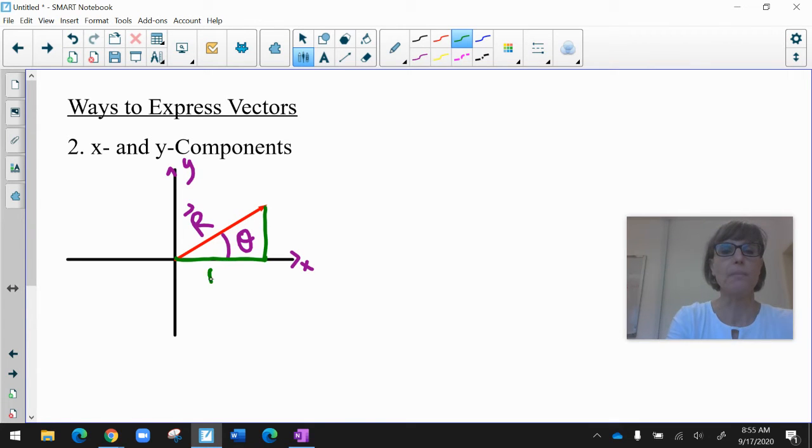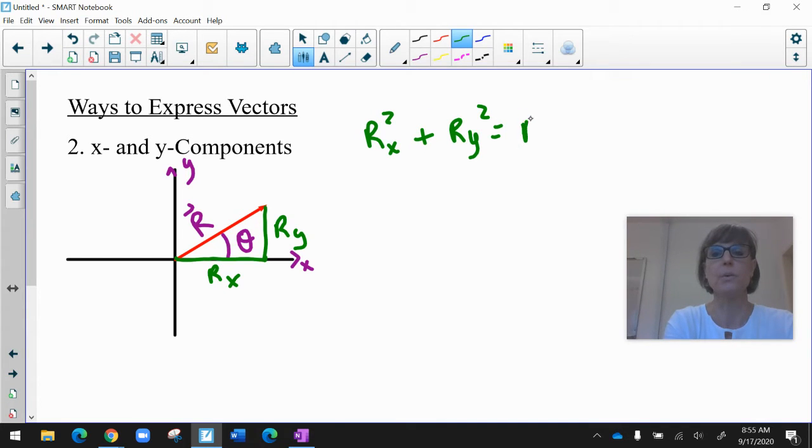So I can say that the part down here that's along the x-axis, I'm going to call that rx. That's going to be the x component of my vector. And I'm going to call the length of this vertical part here ry, and that's going to be the y component of my vector. And then we know a whole bunch of stuff. For instance, we know the Pythagorean theorem: my x component squared plus my y component squared is going to be the length of the vector squared, or again, we may write this as just r squared.